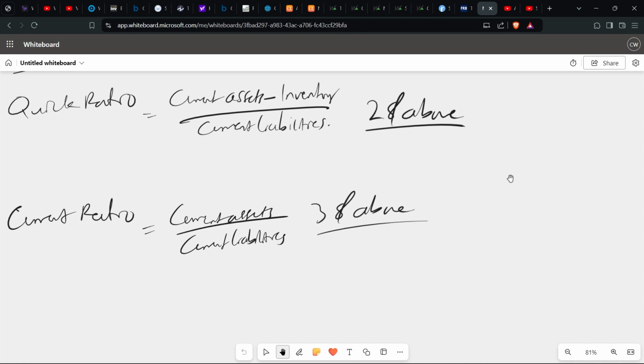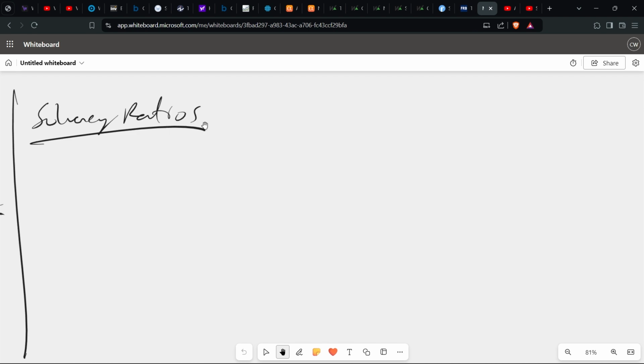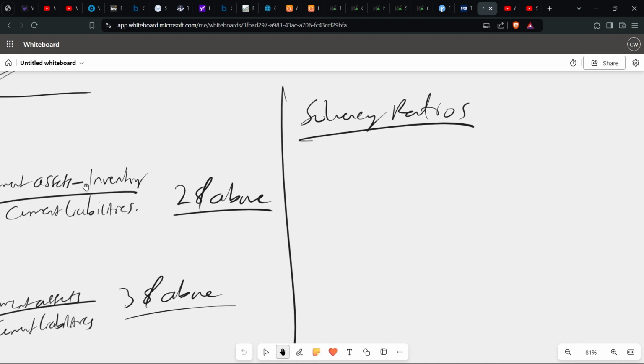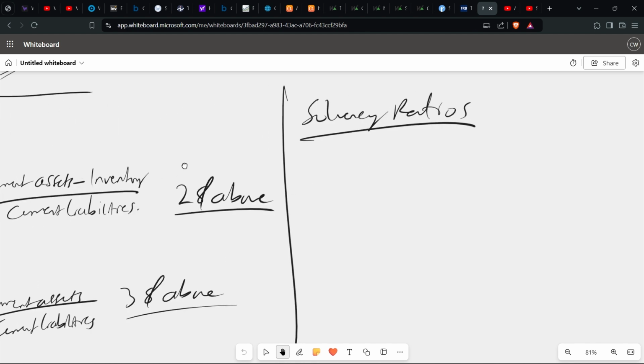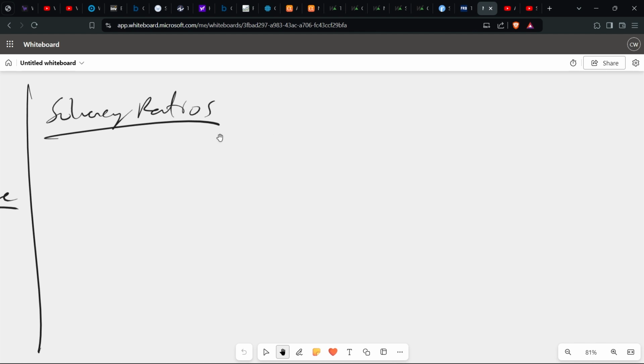Okay, now we're moving on to other types of ratios which are called solvency ratios. Solvency ratios determine how solvent a company is, in the sense of how likely a company is to go bankrupt. Liquidity ratios determine whether a company is able to meet its short-term financial obligations, but solvency ratios determine how likely a company is to go bankrupt.